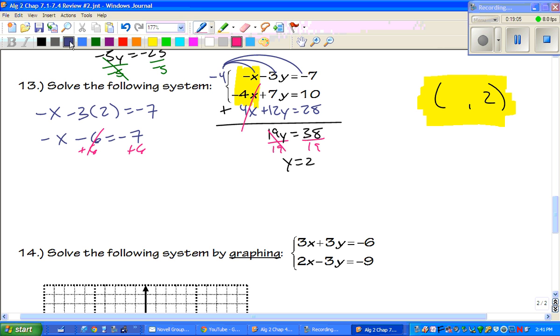Add the 6 to both sides, and you might be like, oh, Mr. Grice, it's negative 1. No, it's not, because you have to divide by the negative 1, and we get x equals positive 1.